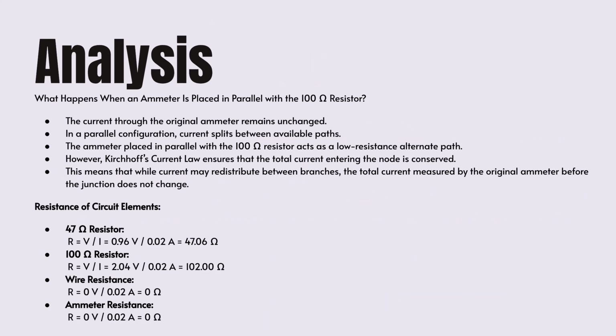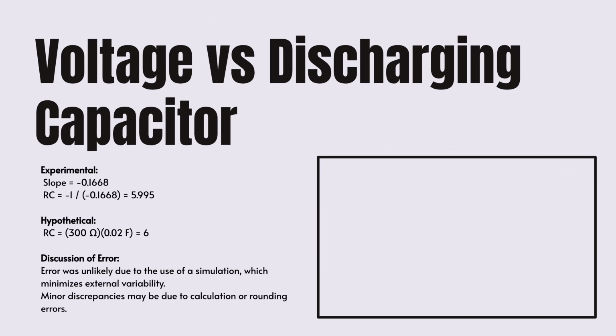So basically, through all of the analysis of what I did in this lab, the current through the original ammeter is unchanged. In a parallel configuration, current splits between available paths, and the ammeter placed in parallel with the 100 ohm resistor is a low resistance alternate path. However, the current loss ensures that the total current entering the node is conserved, and this means that current may redistribute between branches, but the total measured by the original ammeter before the junction doesn't change because of this.